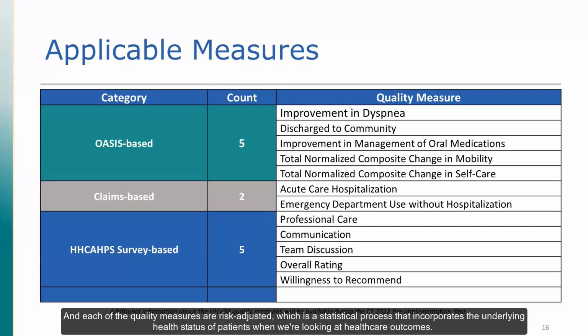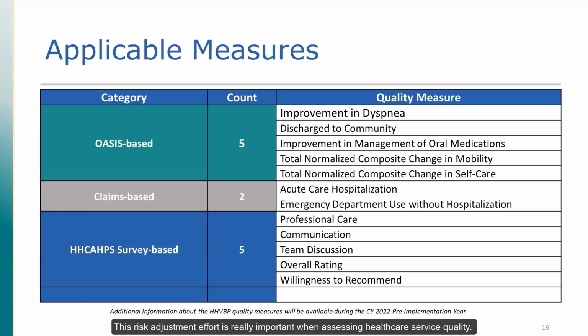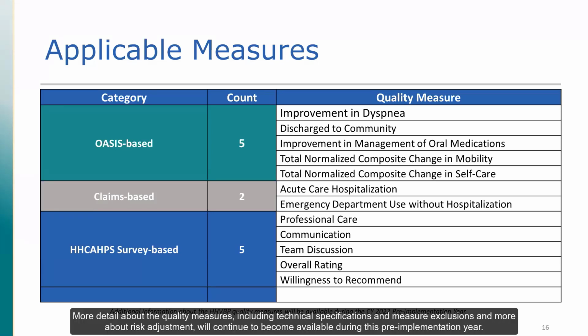Each of the quality measures is risk adjusted, which is a statistical process that incorporates the underlying health status of patients when we're looking at healthcare outcomes. Risk adjustment is a common method. It's used across many quality measures so that providers aren't unfairly penalized for risks and variables that are outside of their control, such as patient health status. This risk adjustment effort is really important when assessing healthcare service quality. More detail about the quality measures, including technical specifications and measure exclusions, and more about risk adjustment will continue to become available during this pre-implementation year.